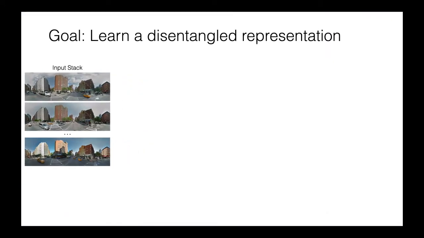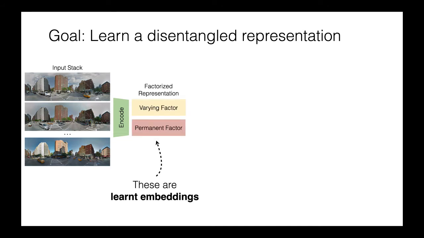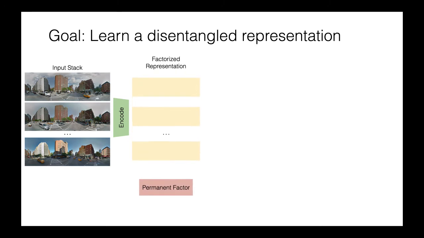So our goal is, given an input stack, to learn to separate the varying factors from the permanent ones. Note that these are learnt embeddings. Let's start by looking more in detail for the temporally varying factors. Since each image in the time-lapse comes from a different point in time, we will predict one temporal factor per image. We further split the temporal factors into 2 subfactors.